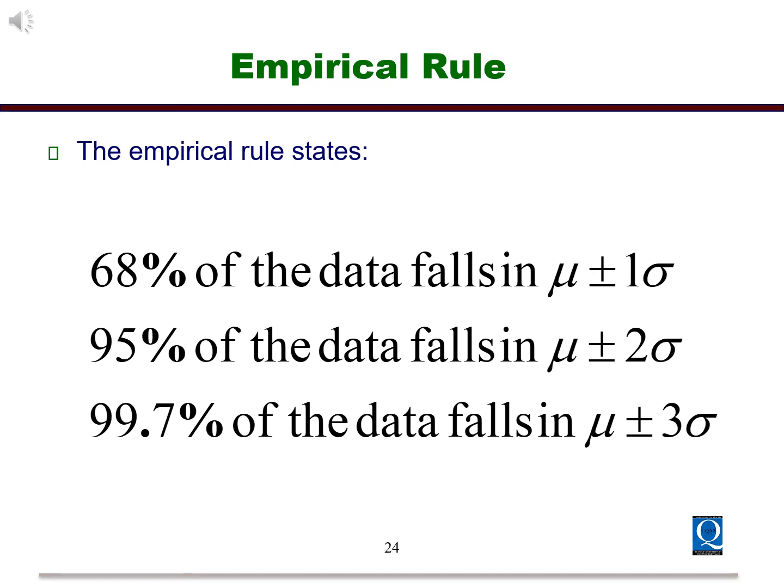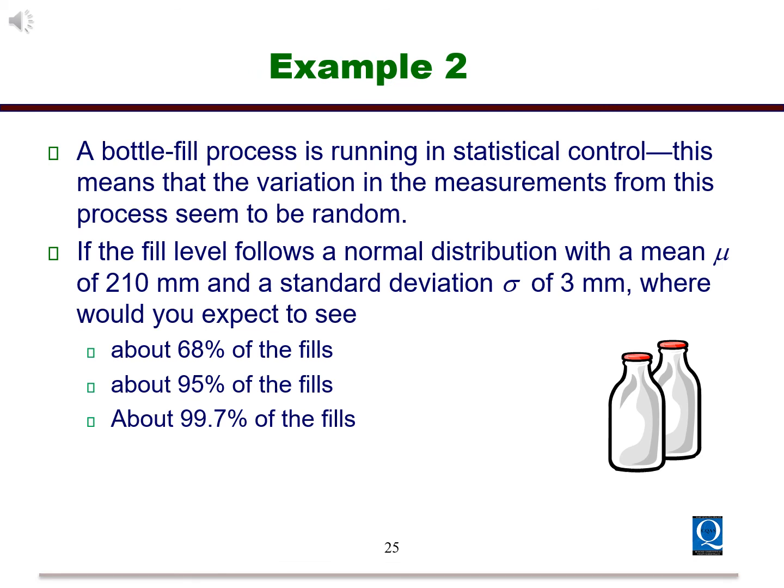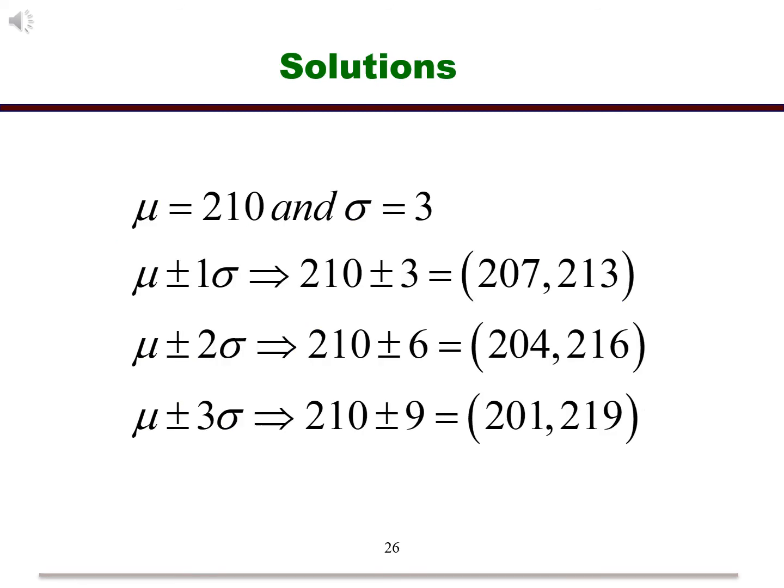Let's look at an example of this. A bottle fill process is running in statistical control. This means that the variation in the measurements from this process seem to be random. The fill level follows a normal distribution with mean 210 and standard deviation 3. Let's determine the range of values that represent each percentage. The solutions are on the next slide. In this case, we will just plug into the formula.